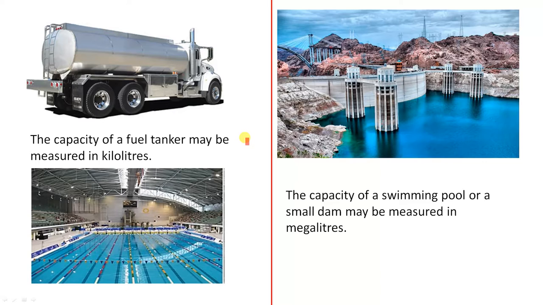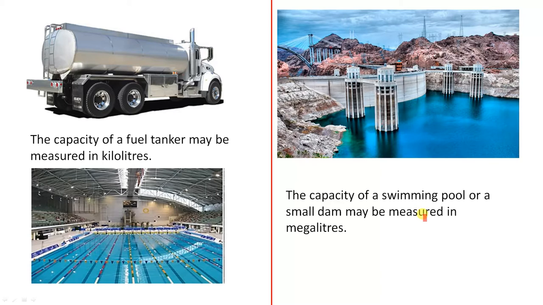The capacity of a fuel tanker may be measured in kilolitres. So it's the same as the example on the previous slide. This tanker, for example, may hold 3 or 4 kilolitres. That is 3 or 4,000 litres.